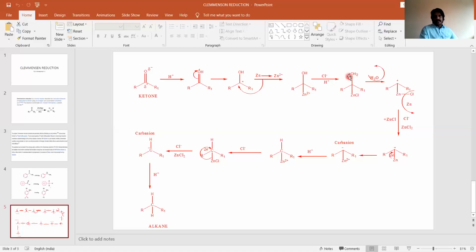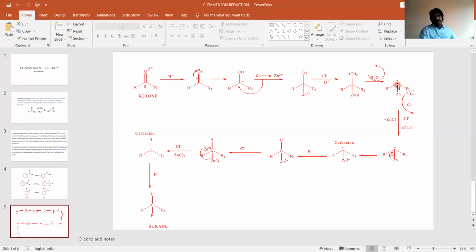Okay, then the hydroxy group is converted into OH2, hydronium ion, by addition of the second molecule of H plus. When the second molecule of H plus is added over here, the hydroxyl group is converted into hydronium ion. So now the hydronium ion is unstable because it will try to attain stability. By taking the pair of electrons, it will go out as water. But when it takes the pair of electrons and goes out, that will leave a plus charge on this carbon.